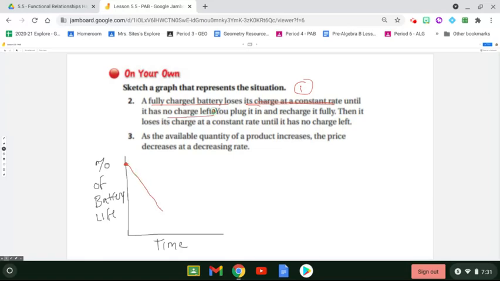You plug it in. Okay, so we plug it in. Okay, then it's fully recharged. Now, when we fully recharge it, that's going to happen at a constant rate. Okay, it's not going to happen instantaneously. So that's going to happen at a steady rate. Then it loses charge again until it has no charge left. And then that process goes over and over again. So again, that would be your answer for question number 2. All right, and let's see how you do on this one.